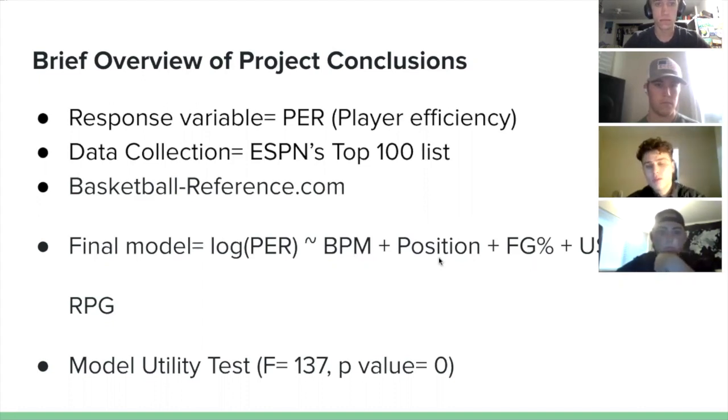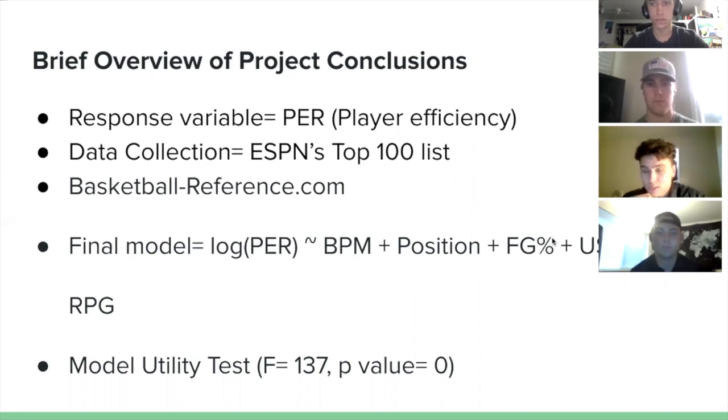So in our final model, our predictors were BPM, which is box plus or minus, which basically tells how well a team does with a player on compared to off the court. And it takes into account the offensive plus or minus and defensive plus or minus. Next, with position, that's pretty straightforward. The positions were center, shooting guard, point guard, power forward, and small forward.